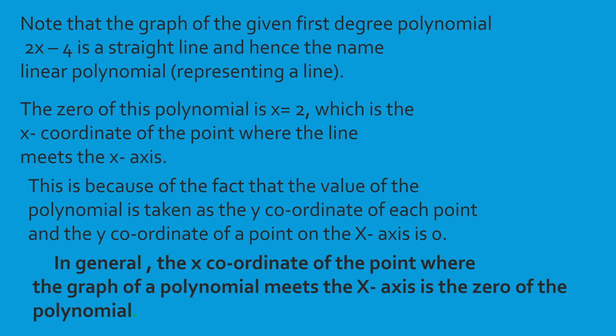So in general, the x-coordinate of the point where the graph of a polynomial meets the x-axis is the zero of the polynomial, which you have to remember. Hope this point is clear to everyone.